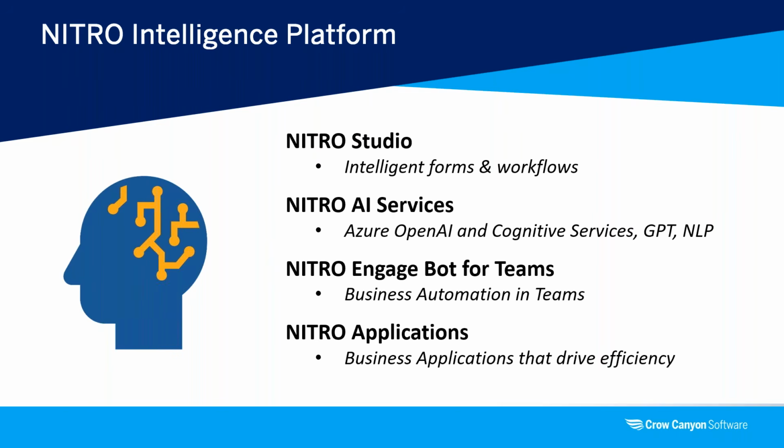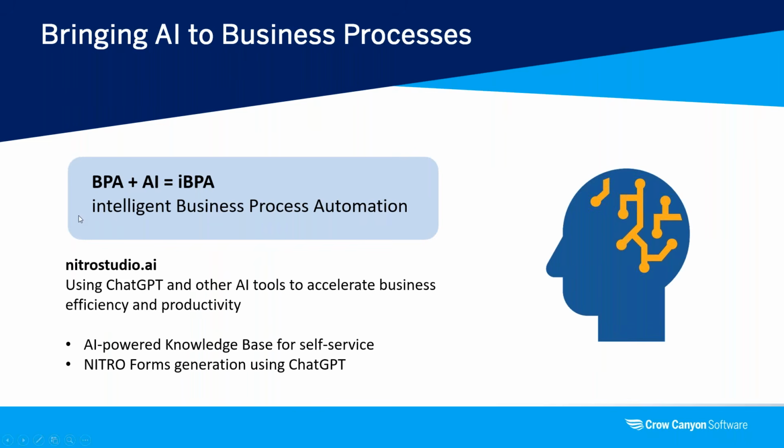Let's go a little deeper into what we're doing with AI. We're bringing AI to business processes. We have this new acronym. We call it iBPA. It came from Crow Canyon, the idea of combining BPA and AI, and you have iBPA. It's no longer BPA, it's iBPA. That is Intelligent Business Process Automation.